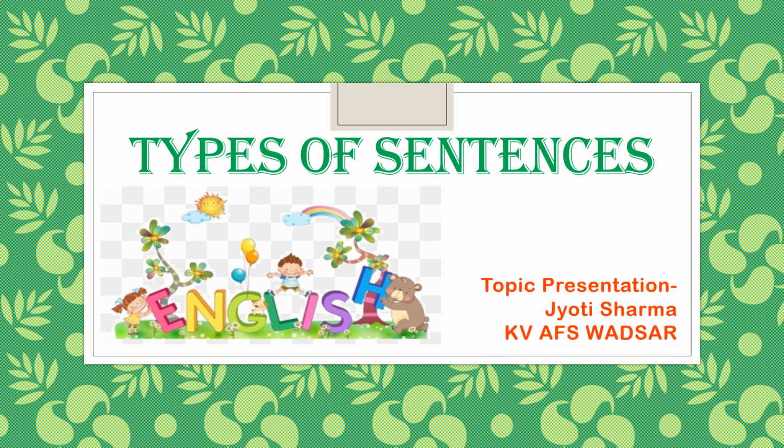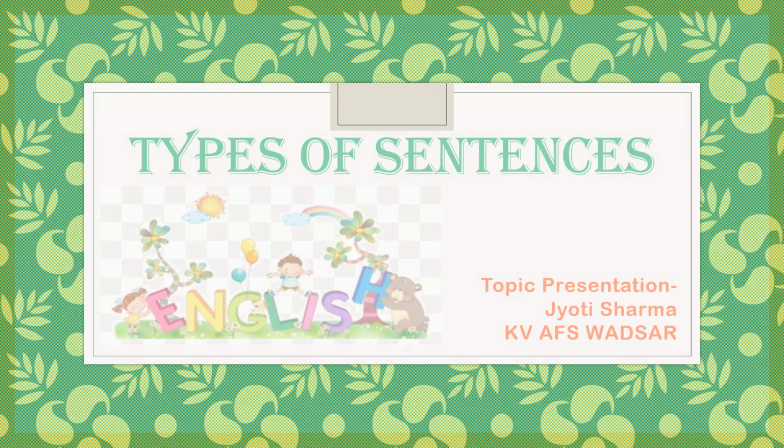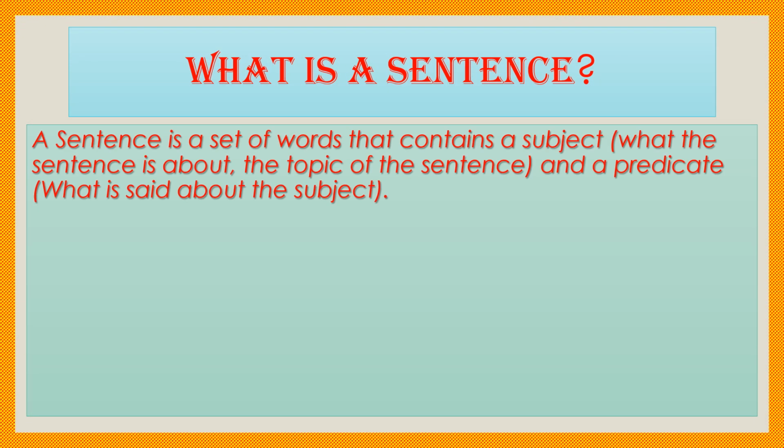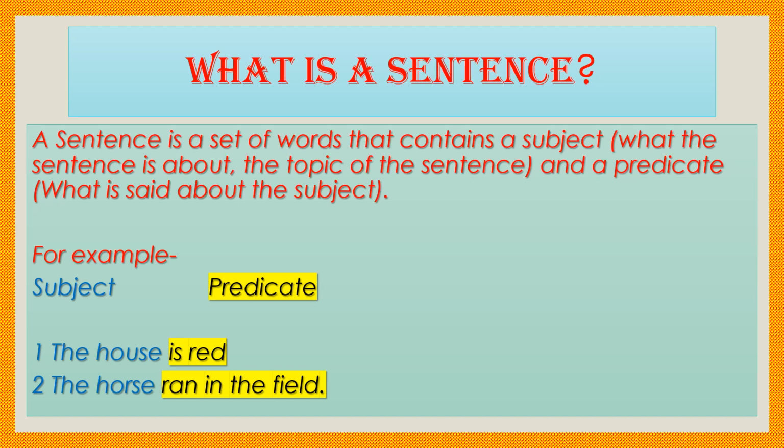Here we will know about types of sentences on the basis of their function. What is a sentence? A sentence is a set of words that contains a subject. That means what the sentence is about or the topic of the sentence. And a predicate. That means what is said about the subject. To know more about the subject and predicate, let us take some examples.